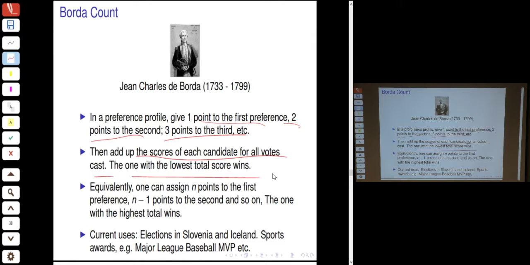So in some preference profiles he will be at the top, so he will get 1. In some other profile he will be in the second position, so he will get 2 points, and in some other profile he might get 4 points, and so on. And then you add up the scores of each candidate for all the preference profiles, and the candidate with the lowest total score wins. This is consistent with the intuition that a low score corresponds to consistently high positions in most preference lists.